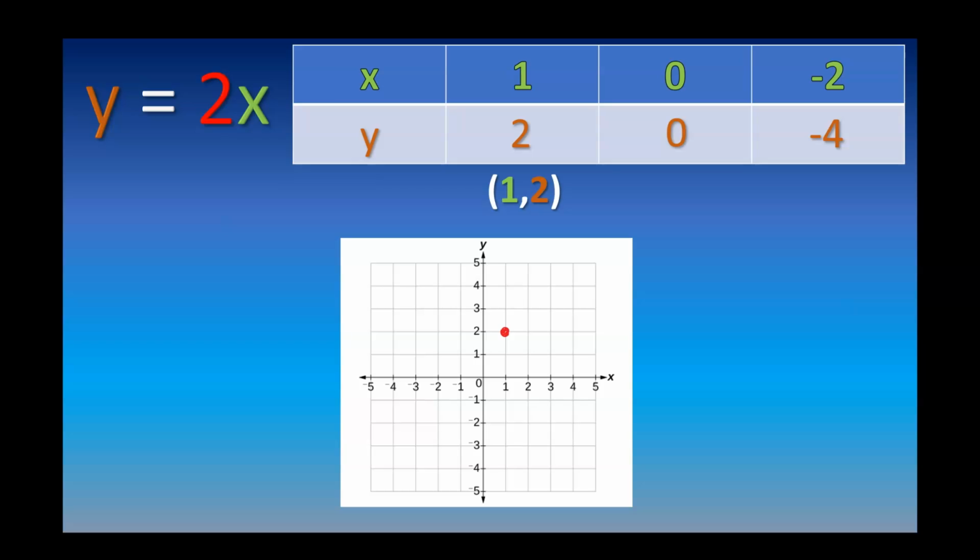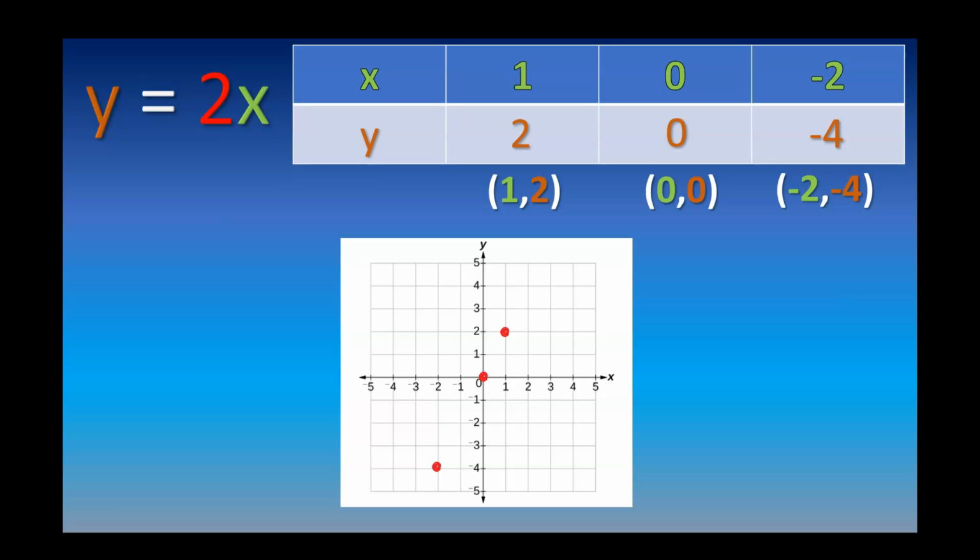We can continue to do so for the 2 other entries. We put in a 0 and got out a 0, so that turns into the point 0, 0, which is the origin, right in the middle. And when we put in a -2, it spat out a -4. We can pair those up as -2, -4, and put that on the grid as well.